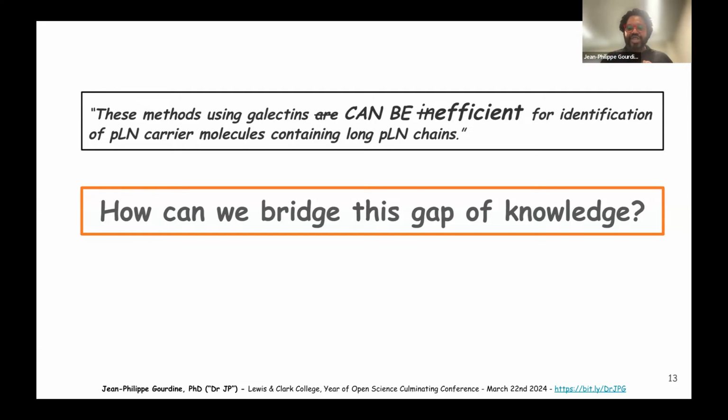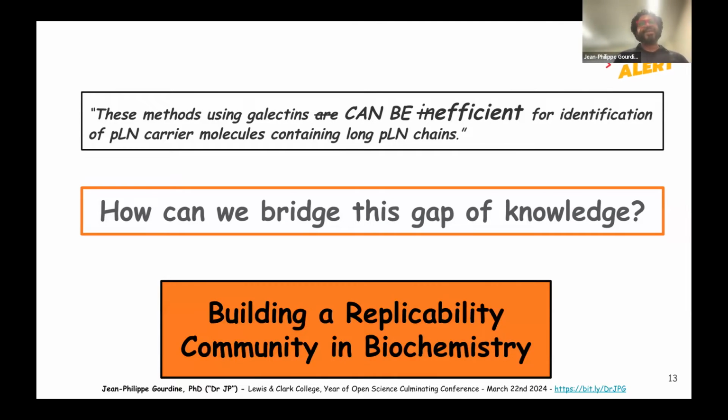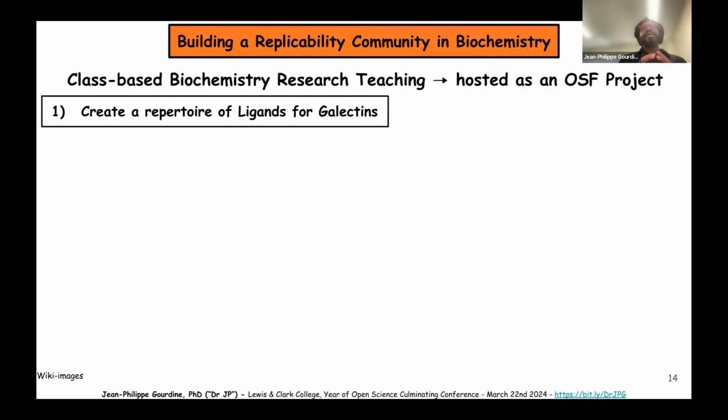So how can we bridge this issue of knowledge? So that's what I want to do. Spoiler alert, it was in my title. I want to build a replicability community in biochemistry. So what I want to do, ever since I was hired at Lewis and Clark College, is use the teaching classes in biochemistry to do research.